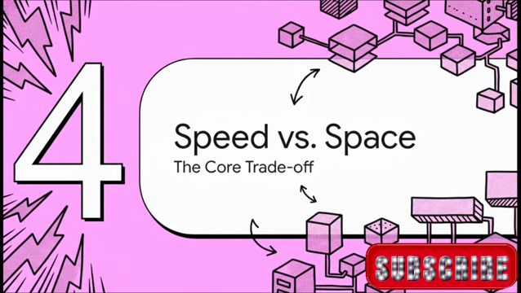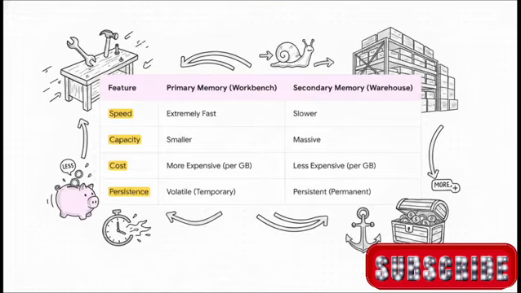So what we have are these two amazing systems that are basically opposites but work together perfectly. One is built for pure speed and the other is built for pure space. It's this beautiful balance. This table just lays it all out, side by side. Our workbench, primary memory, is all about speed. It's crazy fast, but that tech is more expensive for every gigabyte, which is why you have less of it.